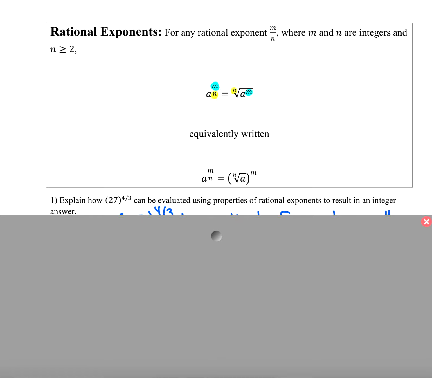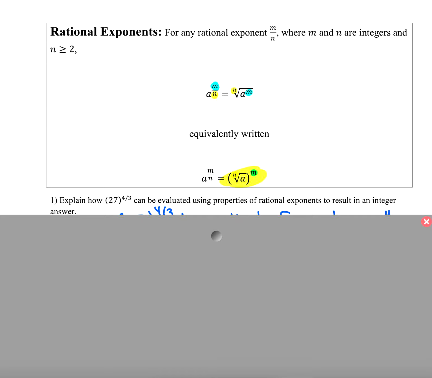You can also write it so our power, the m, could go on the outside, and then you could do the radical first. It's both the same thing. You could do the radical first and then raise it to the power, or you can raise it to the power of m and then do the radical. I think it's easier to do this way first if you're doing it by hand, because it's easier to get the radical of the smaller number first, and then raise it to the power.